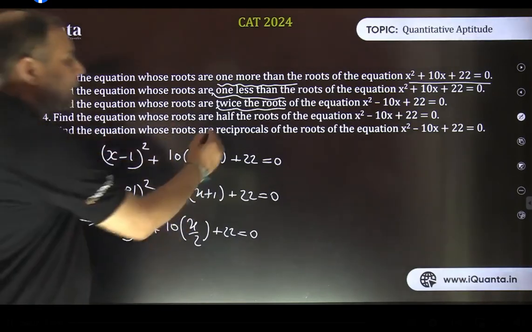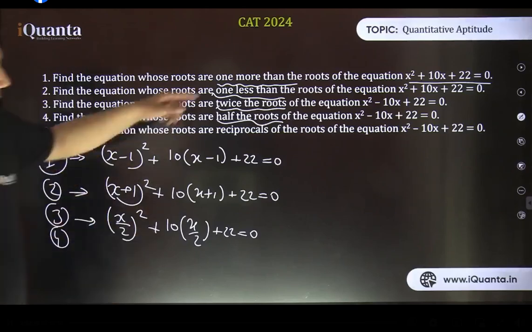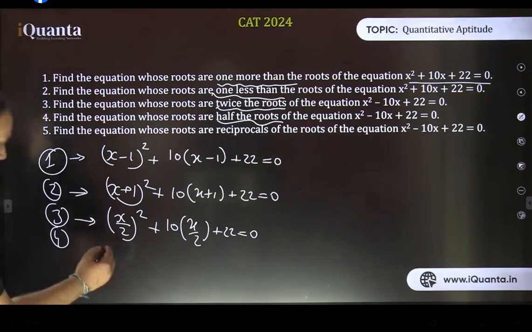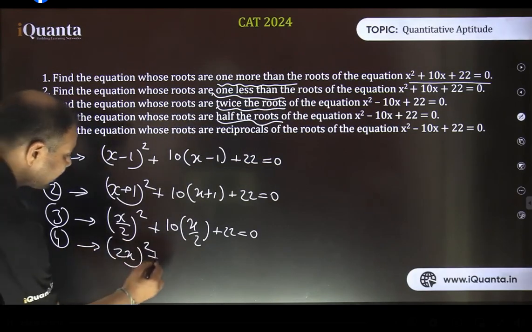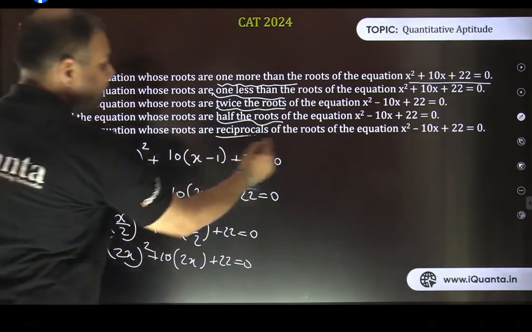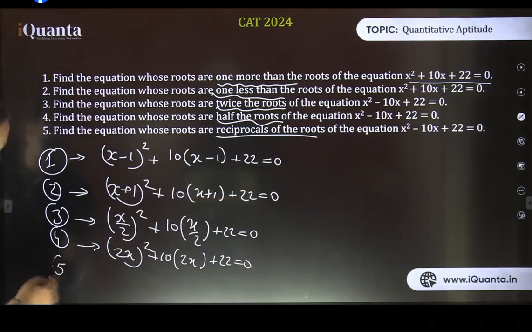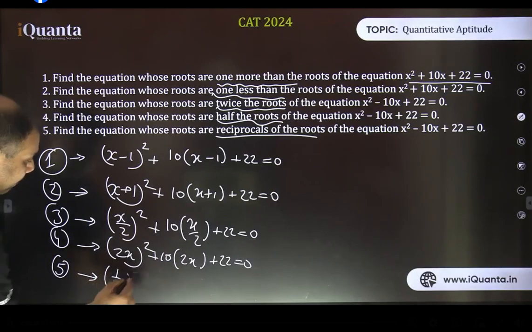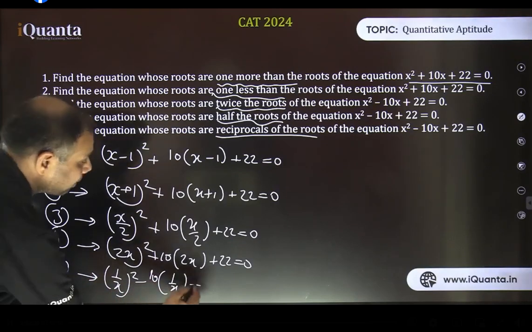So equation whose roots are half the roots. So if roots are to become half, then x needs to be replaced by 2x. So it is going to be (2x) whole square plus 10 times 2x plus 22 equals 0. And finally, whose roots are reciprocals of the roots. So we just need to replace x by 1 by x. That is (1 by x) whole square minus 10 times 1 by x plus 22 equals to 0.